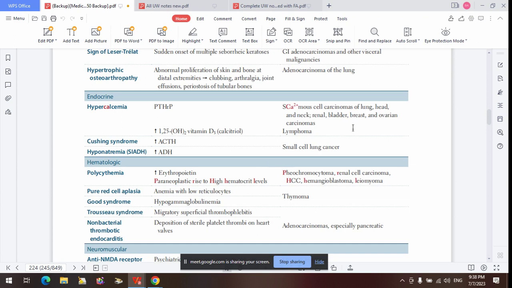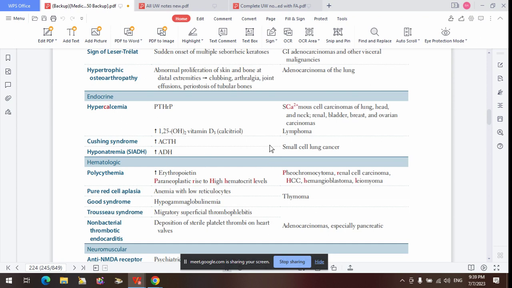But squamous cell carcinoma of the lung will elaborate PTHrP. So if ACTH is high, ACTH can stimulate the adrenal cortex to release cortisol. When cortisol gets increased, it will lead to Cushing syndrome. So that is going to be explained when we get to endocrine.